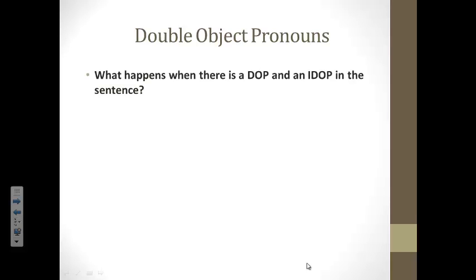So, say I want to have a sentence where there's a DOP and an IDOP in the sentence. Which one do I put first? I know that if there's one verb, the pronoun goes in front, but do I put the DOP first or the IDOP? Okay, let's look at a sentence here before we answer that question.